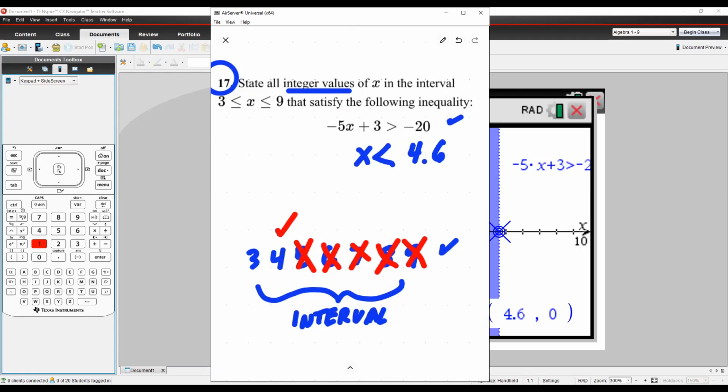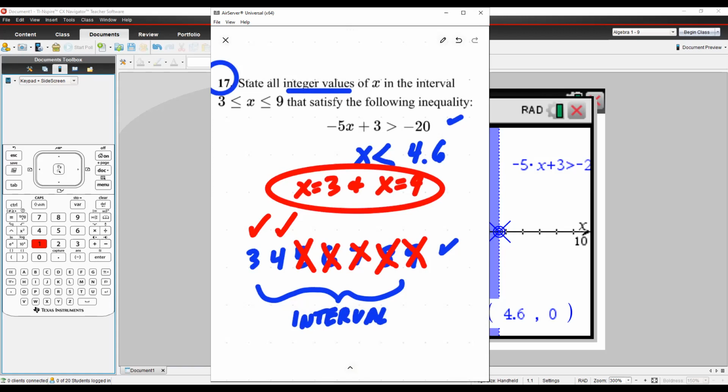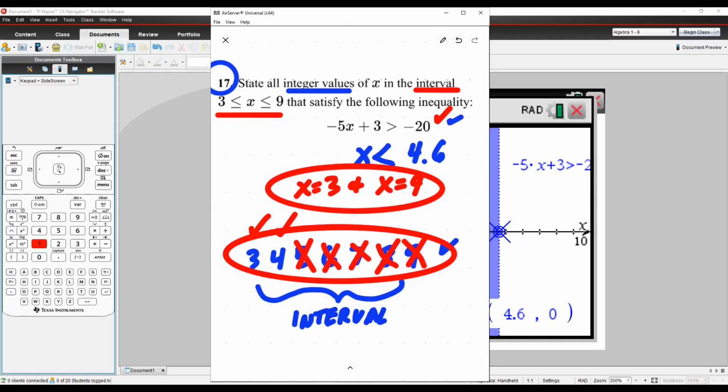Absolutely. Is 3 less than 4.6? Absolutely. So the two answers for this would be x equals 3 and x equals 4. Those are the only two integers within this interval that satisfy this inequality. That's all you're doing. Whenever you see the word interval, it just means you've got a left boundary and a right boundary, and they want you to only focus on the numbers within those boundaries.